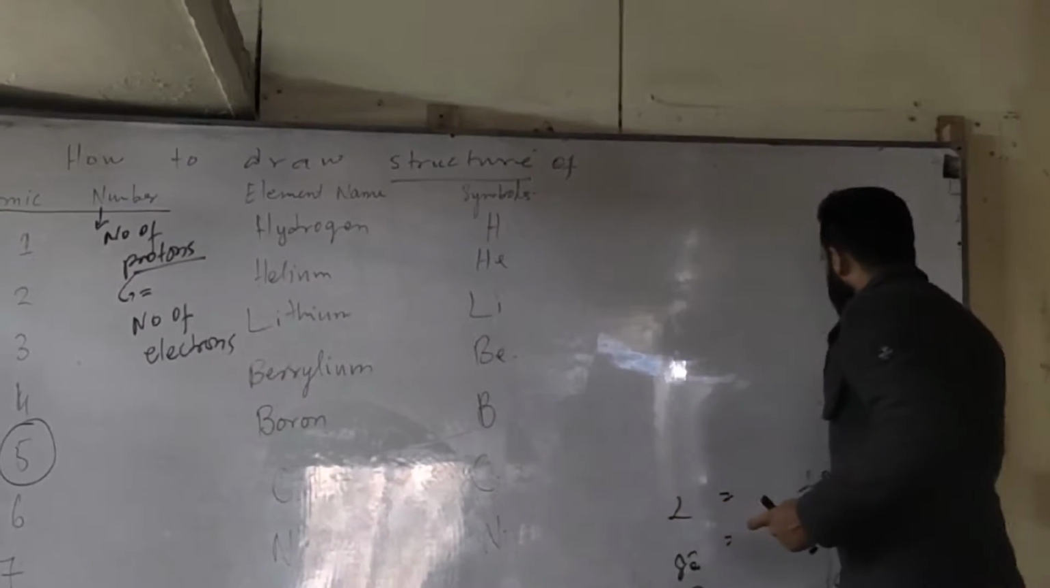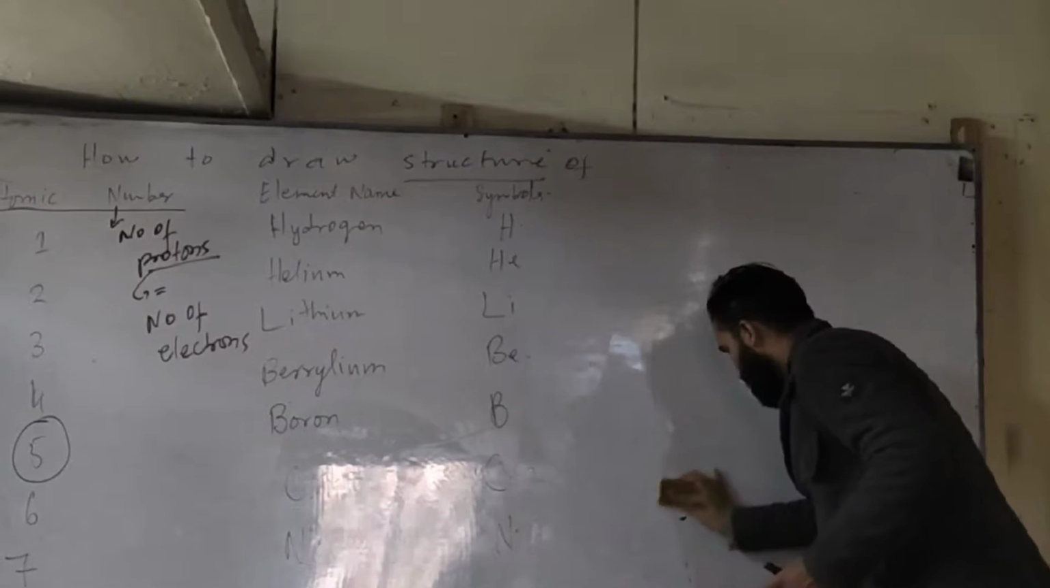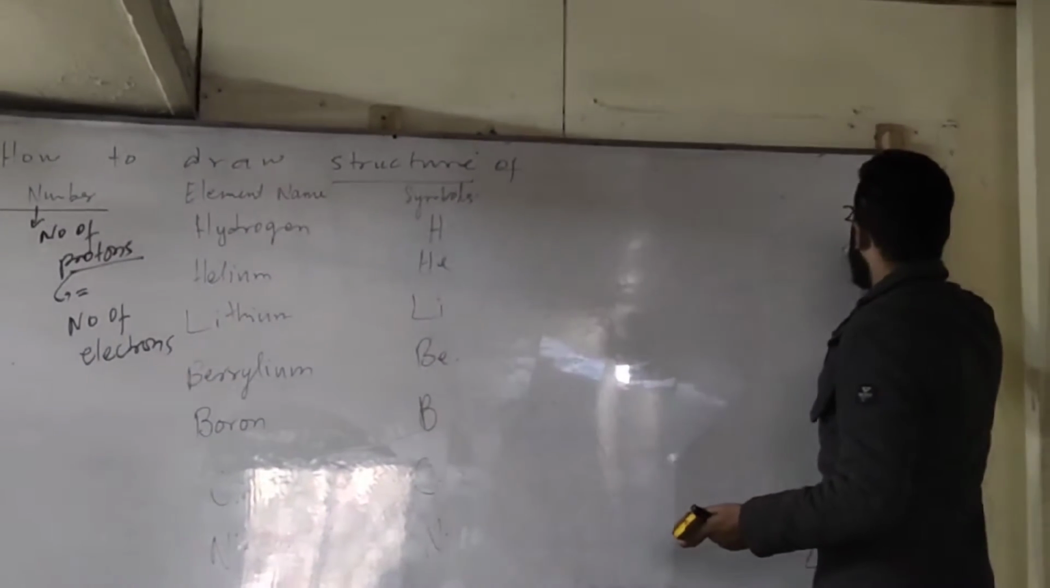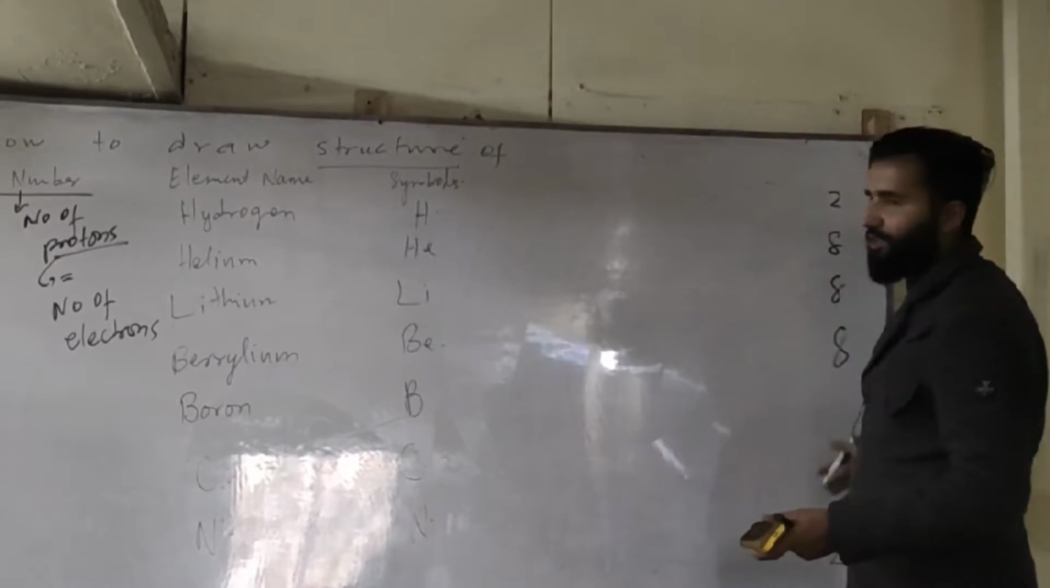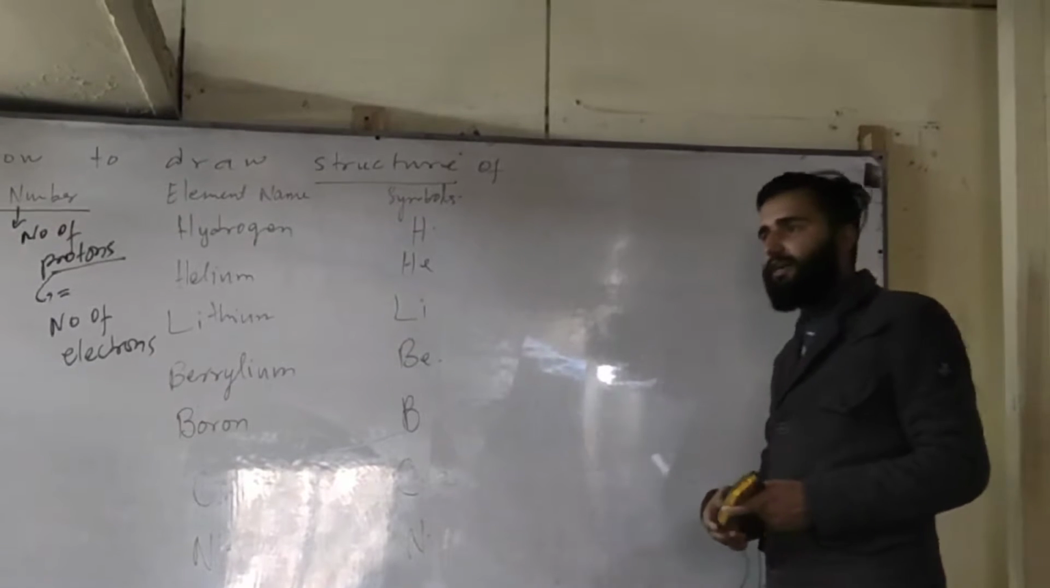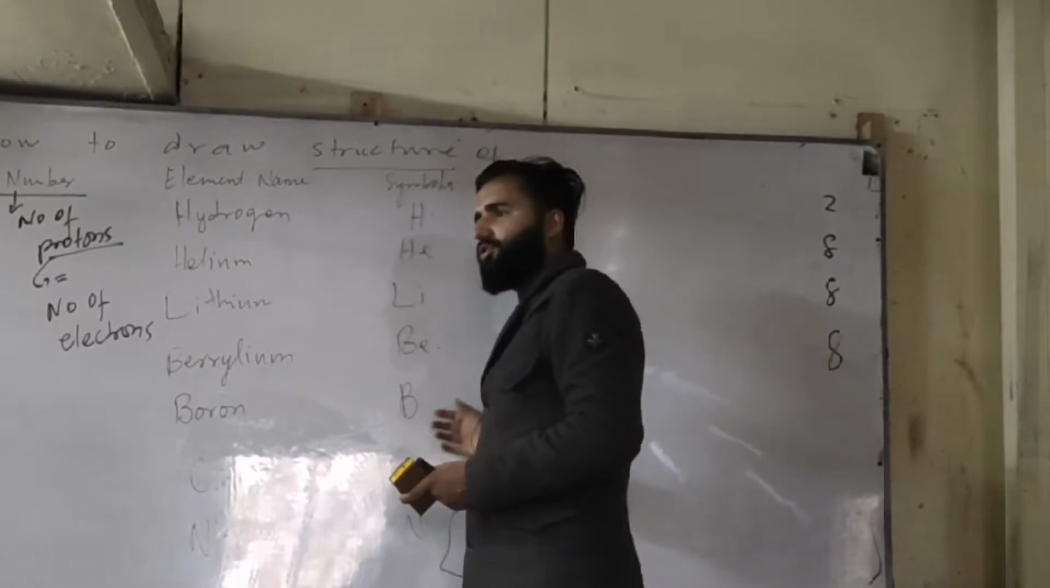So first of all, you have to write the element name. I told you to fill 2, 2, 8 electrons. Just memorize this rule: 2, 8, 8. Okay, clear? It will help you a lot in your examination as well as in your understanding. It is according to the duplet rule and the octet rule.